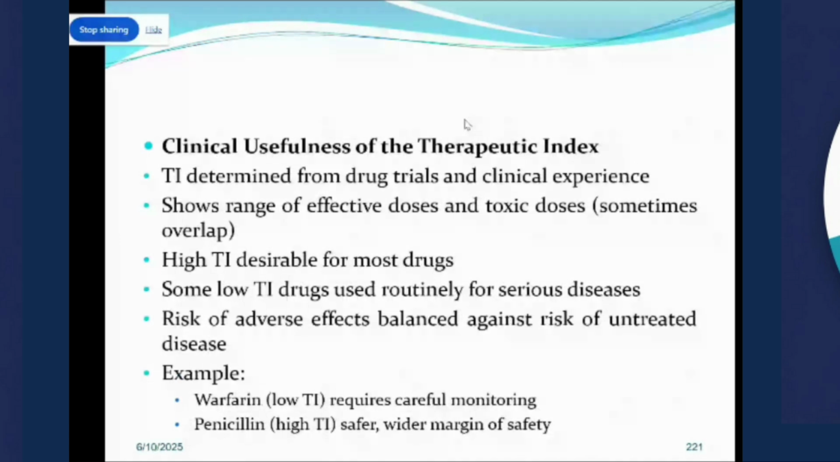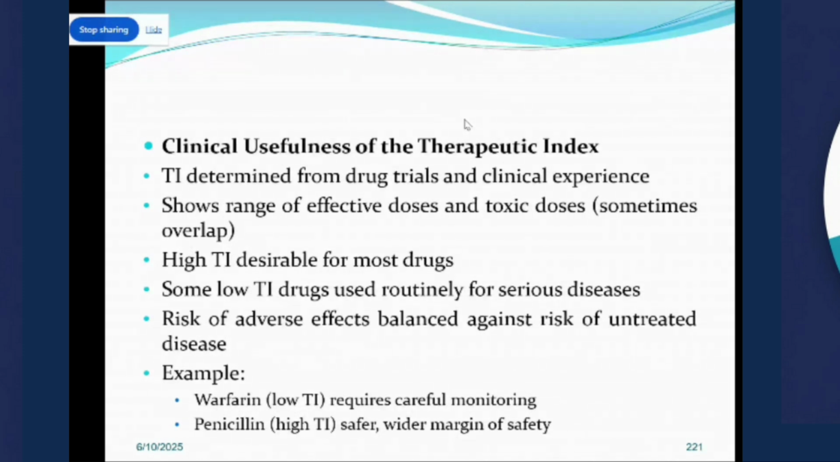What is the clinical usefulness of the therapeutic index? Someone to read through? Clinical usefulness of therapeutic index. Therapeutic index is determined from drug trials and clinical experience. It shows the range of effective doses and toxic doses, which sometimes overlap. High therapeutic index desirable for most drugs.